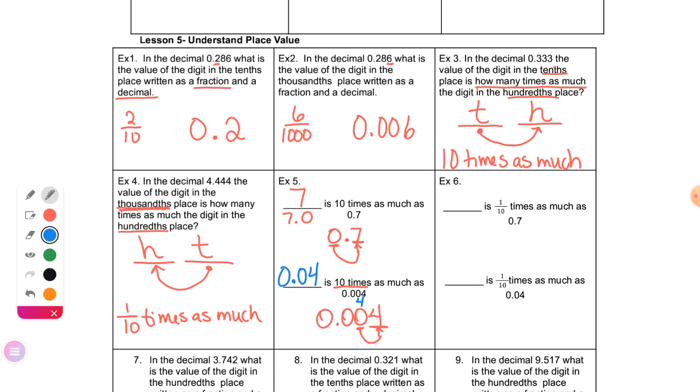Okay, next ones. Blank is 1/10 times as much as 0.7. Gabe, help me show my work on this. What do I start with? Okay, I write down my 0.7. Okay, keep going. What's my end point? I'm ending at 0.7. So which of those is the important digit? The 7. So I'm going to underline that and I'm going to start my arrow.